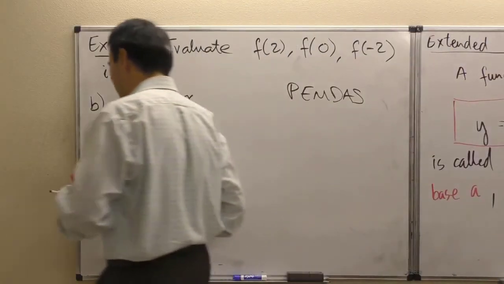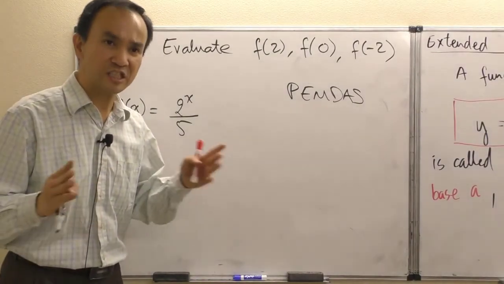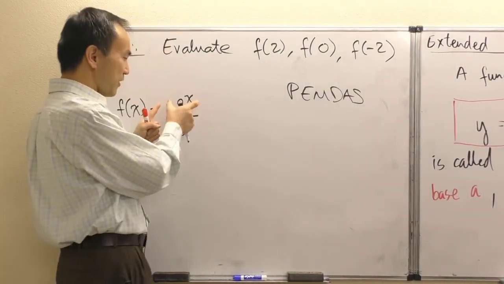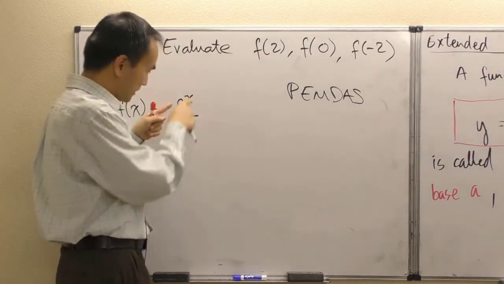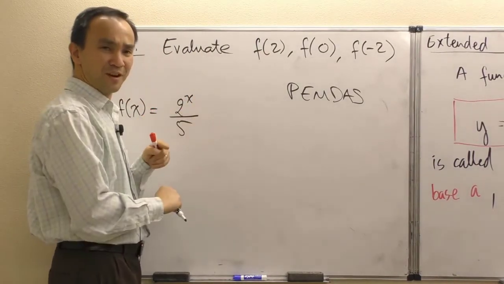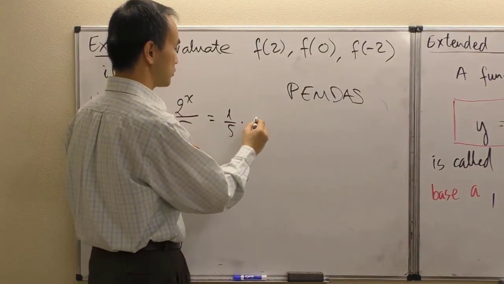And at this point, it is extremely vital that you review all of your elementary algebra skills right there. So now we have a fraction. Well, it has a 2 to the x. That's not important, but it's a big thing. It's a fraction. Okay, so I'm going to rewrite it as 1/5 times 2 to the x.